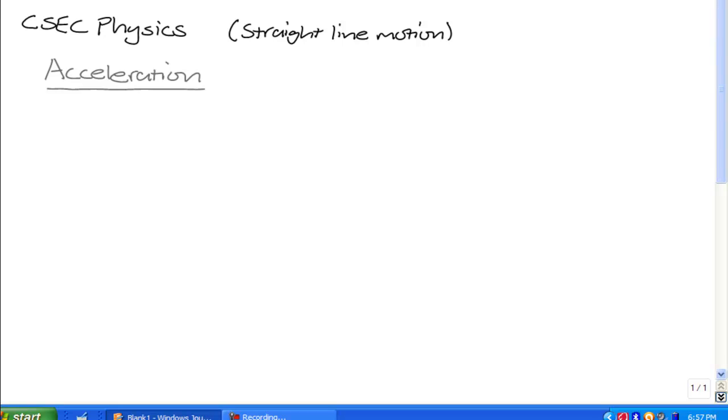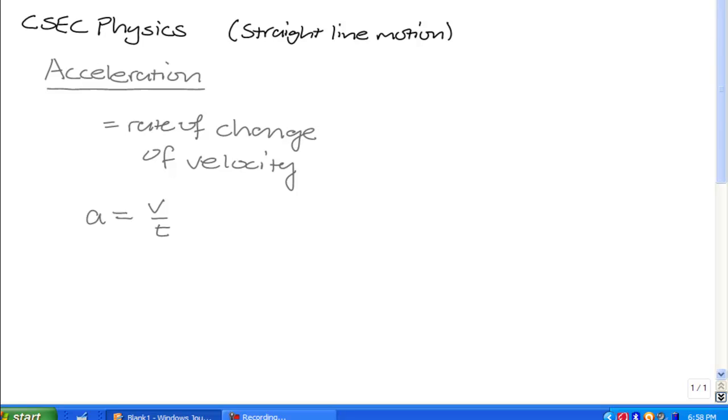And in this case, acceleration is equal to the rate of change of velocity. Right? So acceleration is equal to the rate of change of velocity. In equation form, it is equal to v divided by t. And acceleration has the symbol a, usually lowercase a.